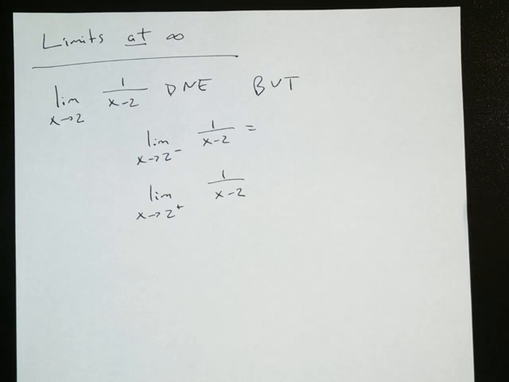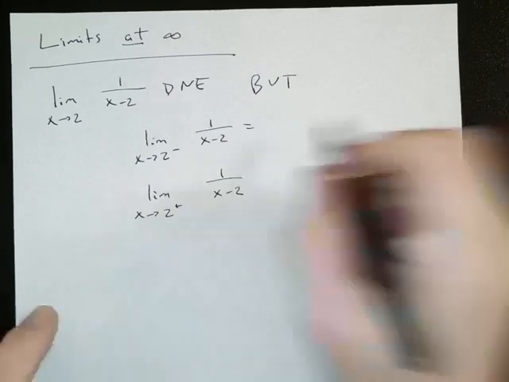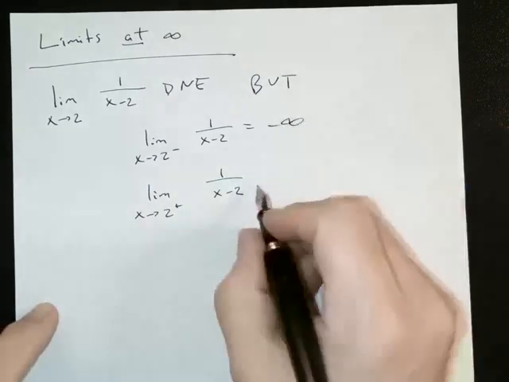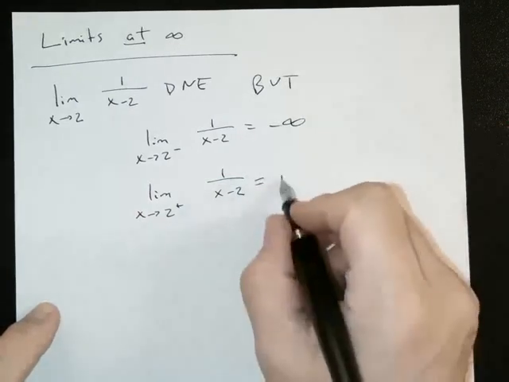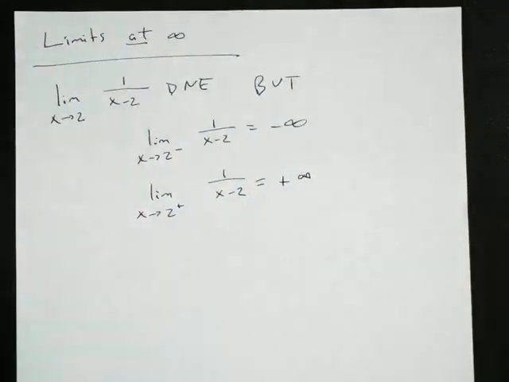Yep. From the left, it would be negative infinity, while from the right, it would be positive infinity, because you can see here it's going upward. We have that vertical asymptote there. As we come in from the left, we get more and more negative, going off to negative infinity. And as we come in from the right, we're going off to positive infinity. So those are not the same, which is why this overall limit doesn't exist.